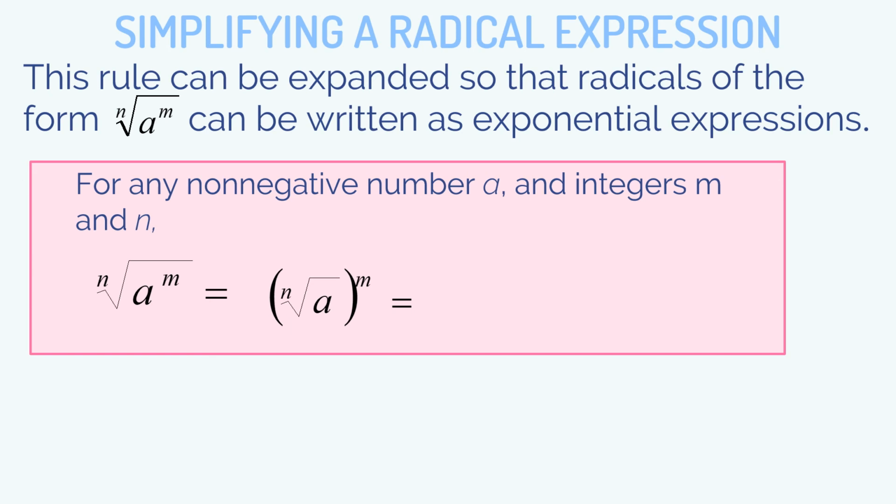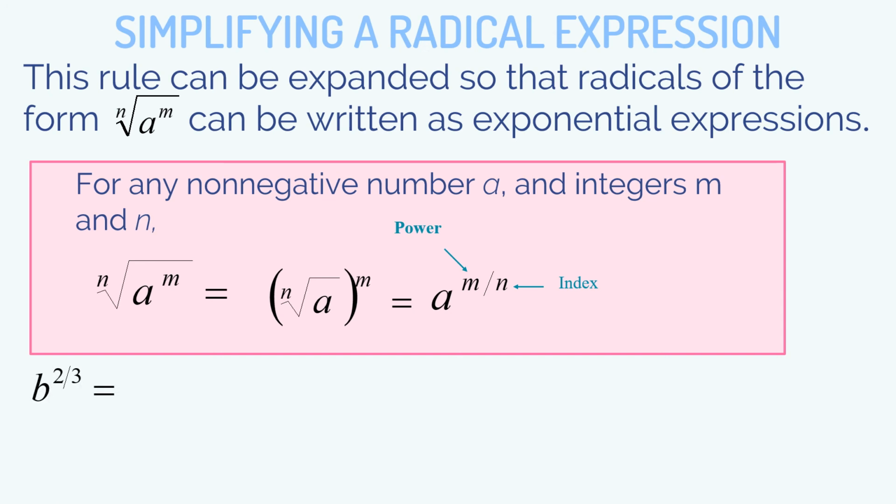And then this will be equal to, I don't want radicals, I don't want the first radical or the second one, I need an exponential notation. So this will be equal to a raised to the m power divided by the index. So a to the m over n. The m represents the power, and the n represents the index. So let's make an example to illustrate this.